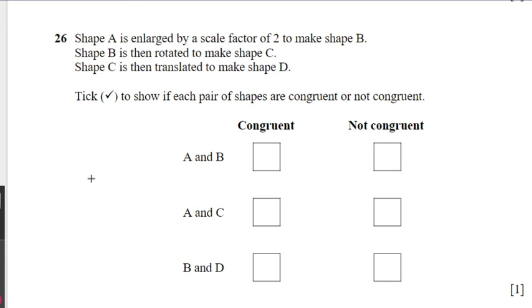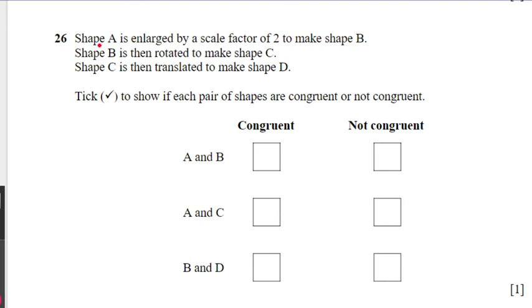Okay, next. Move on. Shape A is enlarged by a scale factor of 2 to make shape B. Shape B is then rotated to make... Okay, so let's see. Tick to show if each pair of shapes are congruent or not congruent. Congruent means they must have the same size and shape.